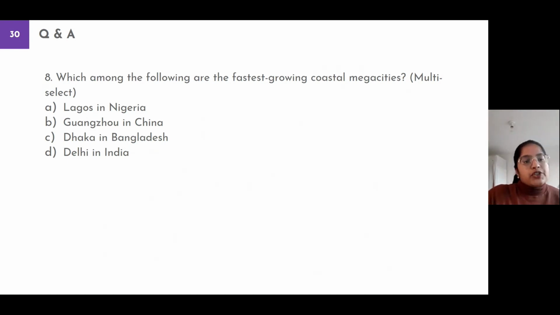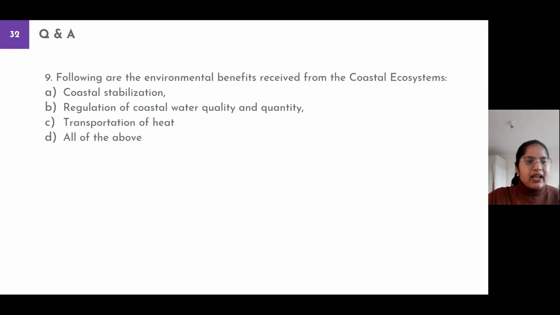So we have option A, Lagos in Nigeria, option B, Guangzhou in China, option C, Dhaka in Bangladesh, and option D, Delhi in India. So the correct answers are A, B, and C, which are Lagos in Nigeria, Guangzhou in China, and Dhaka in Bangladesh. They are all coastal megacities which are fast growing. Delhi is not a coastal city or a coastal megacity, as it does not have a coastline.